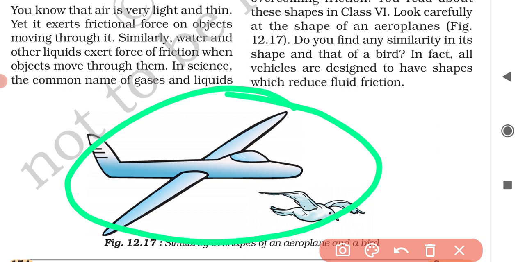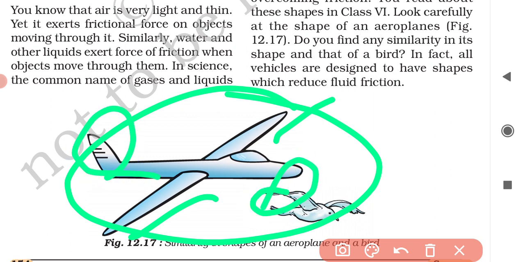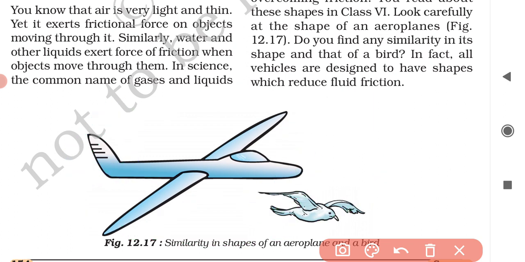Both aeroplane and bird have a streamlined body in the middle portion. They have two wings like this, and a tail is also there. Birds also have a tail. So if you compare the aeroplane and bird, both have the same streamlined shape. The streamlined shape of an aeroplane was built by scientists and engineers, whereas the streamlined shape of a bird has evolved from nature.